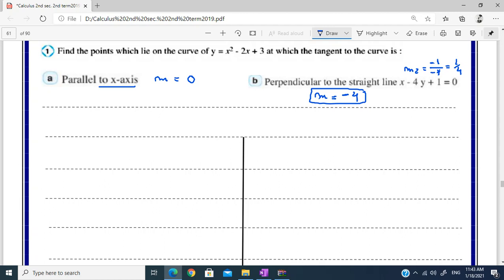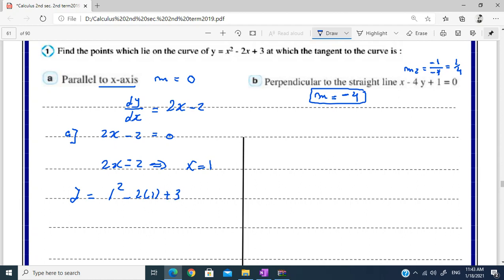First find dy by dx of the function, which equals 2x minus 2. Set 2x minus 2 equal to 0, so 2x equals 2 and x equals 1. Substitute x = 1 into the function: 1 power 2 minus 2 times 1 plus 3 equals 2. So the point is (1, 2).